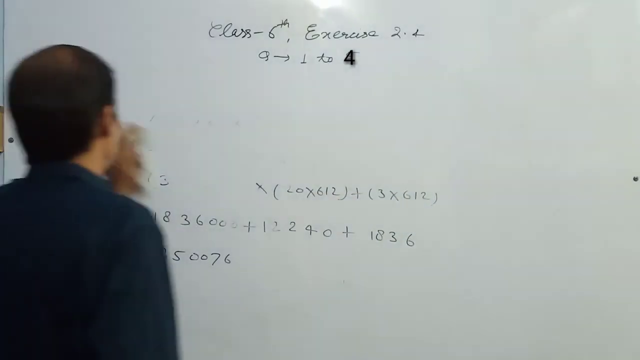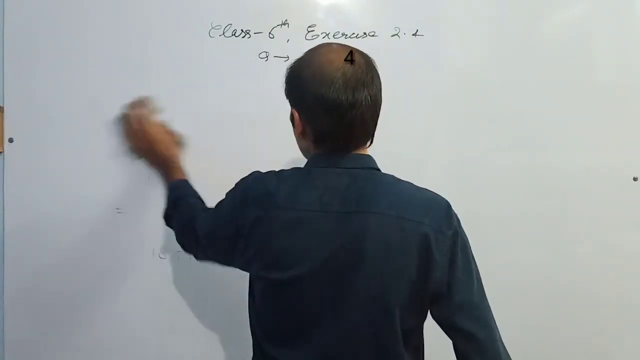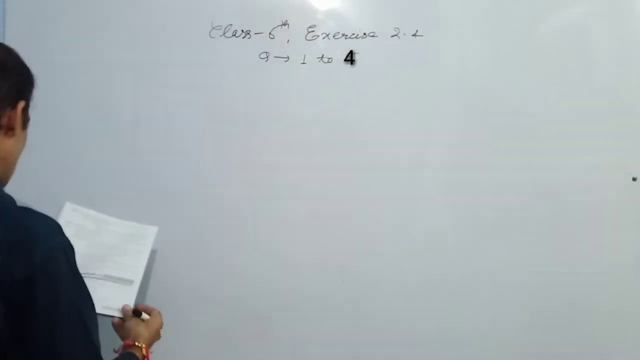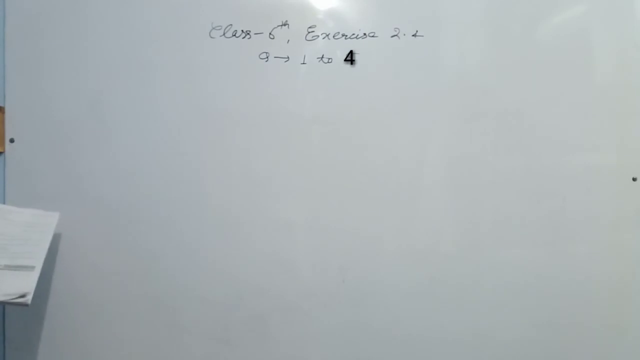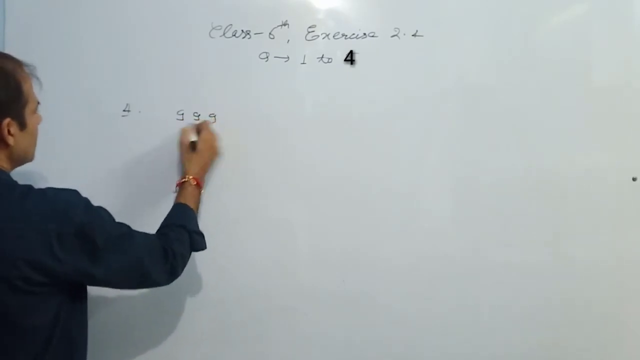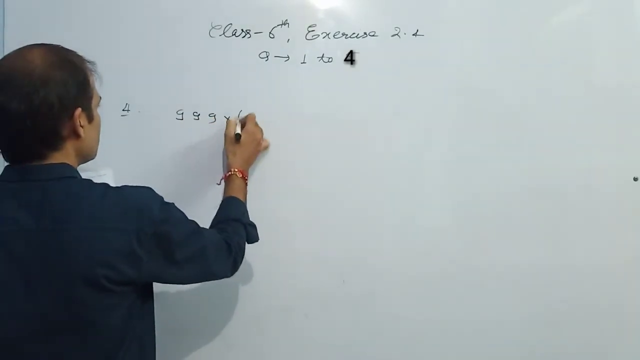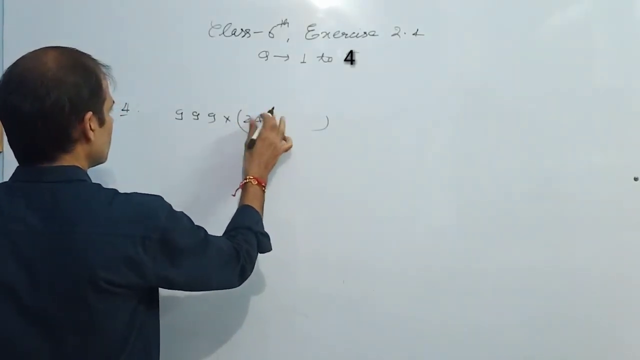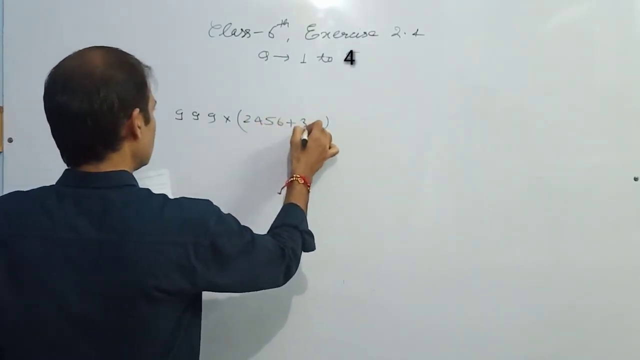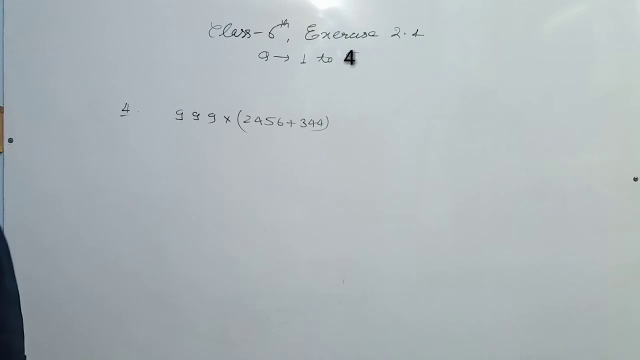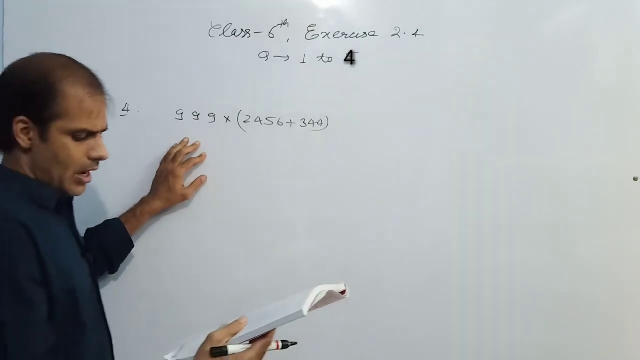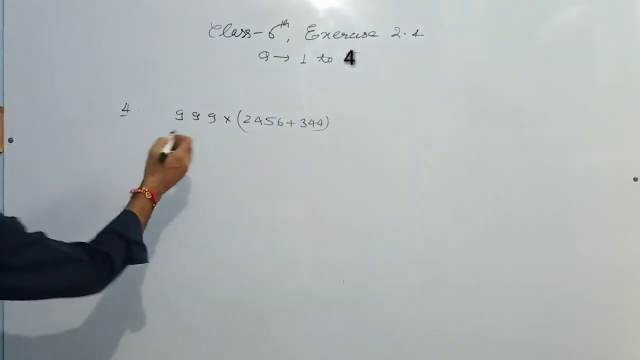Next question is question number 4. Fourth question is: find the product of the largest 3-digit number and the sum of given numbers. So the largest 3-digit number is 999 and the sum of 2456 and 344. Product of the largest 3-digit number and the sum of both these. So it is a distributive property.